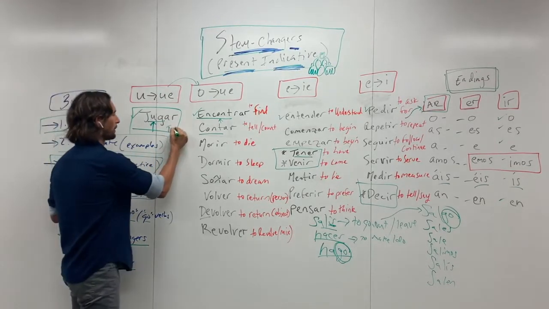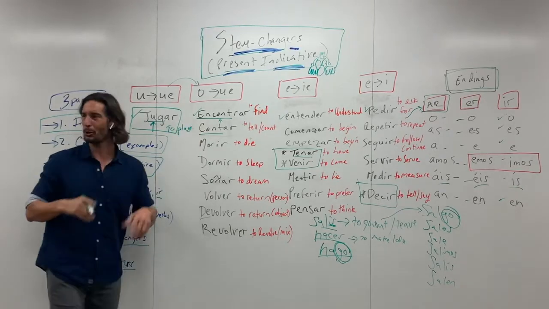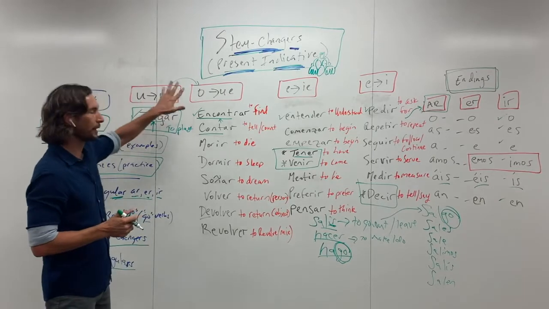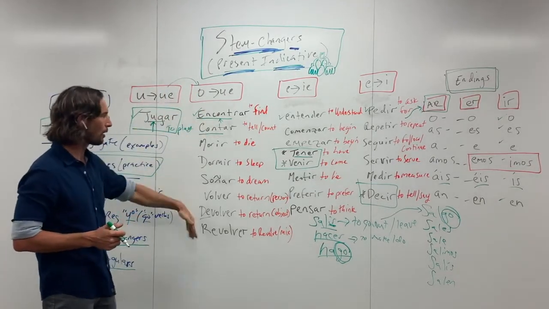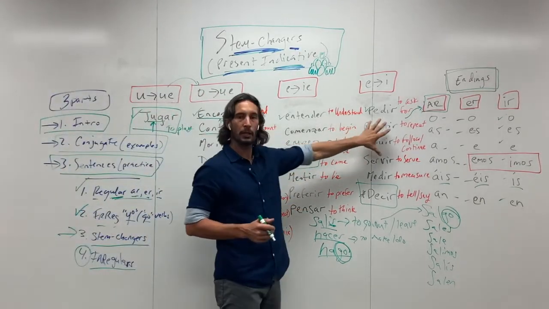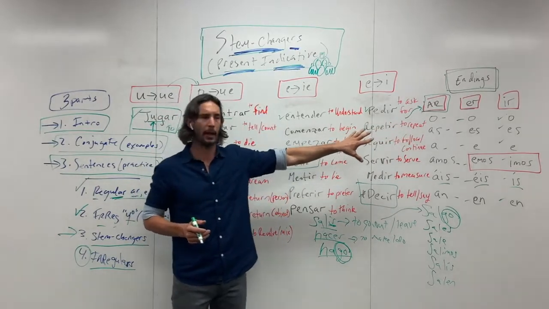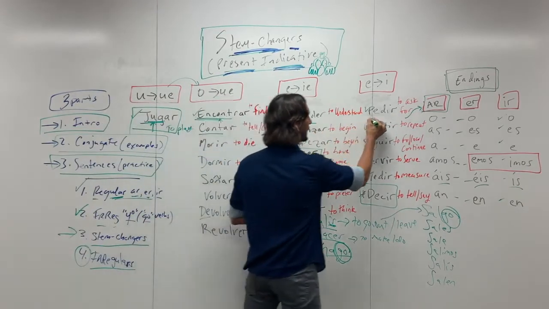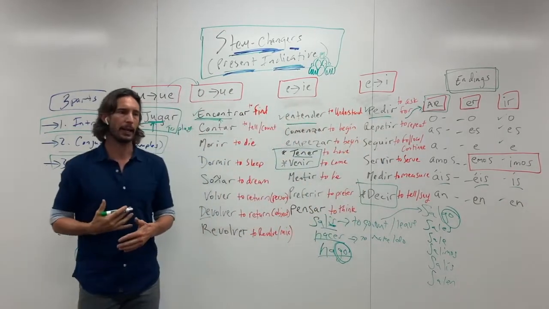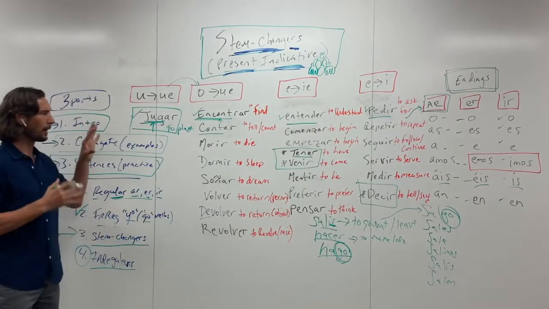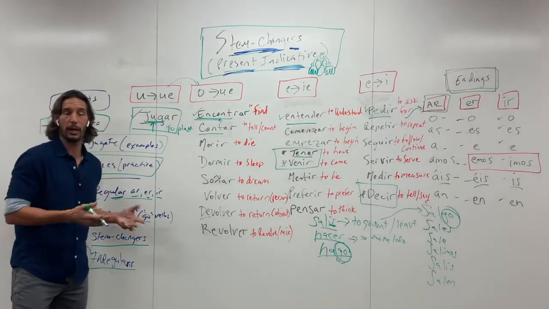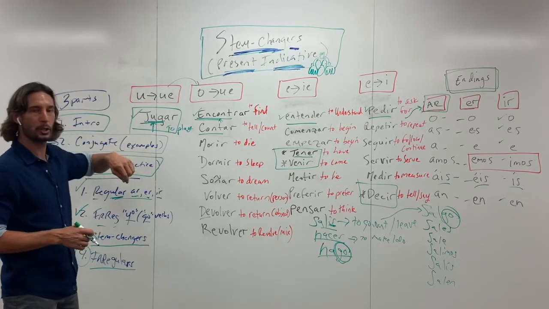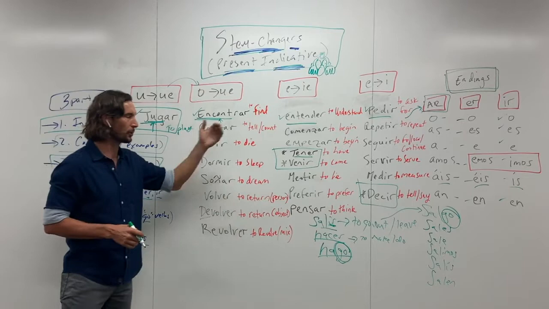This is jugar, which means to play. I'm sure most of you already knew that, but let's write it up there. I want to run through the different types of stem changers, and I'll go through these verbs so you can see them and hear them pronounced as well. Then, as I said, we'll take the first one of each line and walk through and conjugate them. That will give you an indication of how this whole stem changer thing works. So for the U to UE, we have jugar, which means to play. You can see the English translation here.